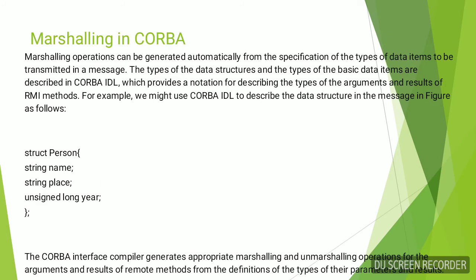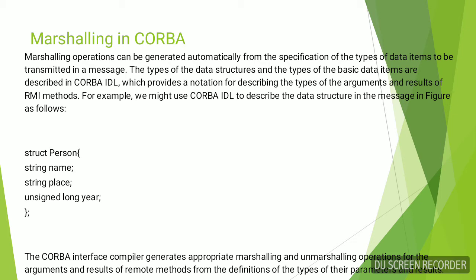Now, marshalling in CORBA. Marshalling operations can be generated automatically from the specification of the types of data items to be transmitted in a message. The types of data structures and the types of basic data items are described in CORBA IDL, which provides a notation for describing the types of the arguments and results of RMI methods.